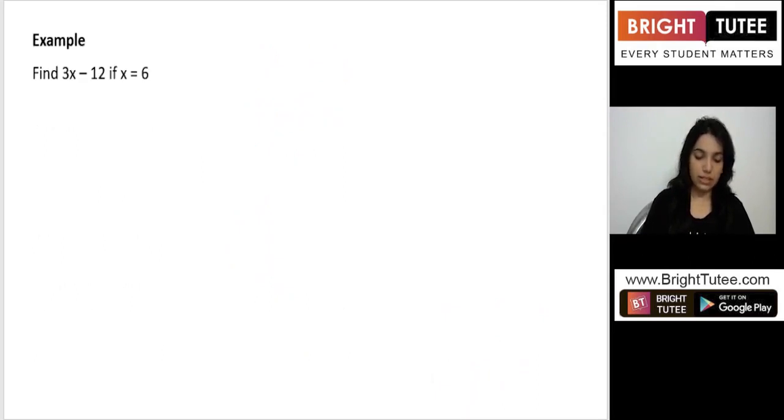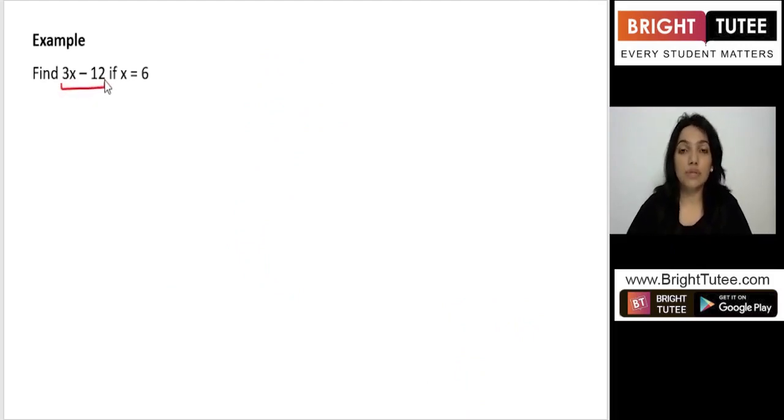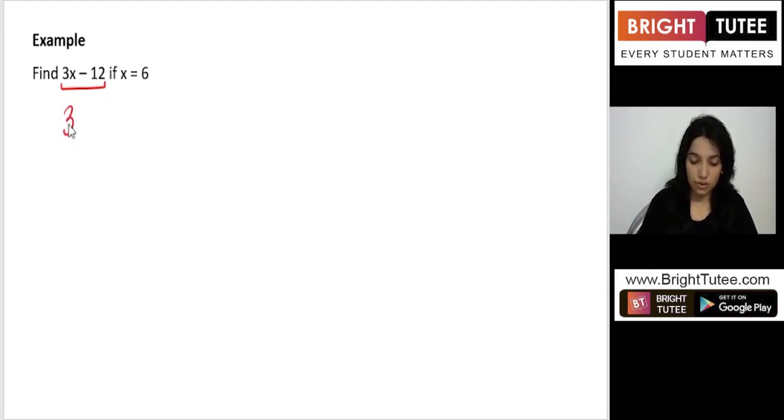Now let us see one example where we are going to solve a given expression. As we have just learned, in an expression, if we have all the numbers, we can evaluate it. But if we are given a variable, then we must have a value for that variable in order to solve the expression. So here, what is the value given for x? It is 6.